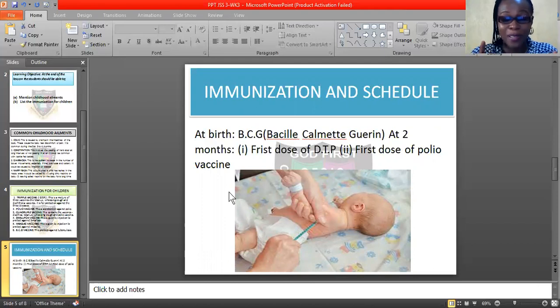Diphtheria and pertussis. Yes, that is the full meaning of DTP: diphtheria and pertussis. It is for the prevention of diphtheria, tetanus, and pertussis.